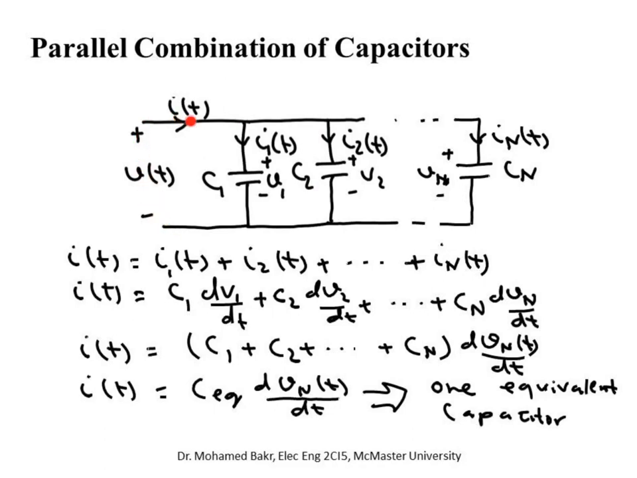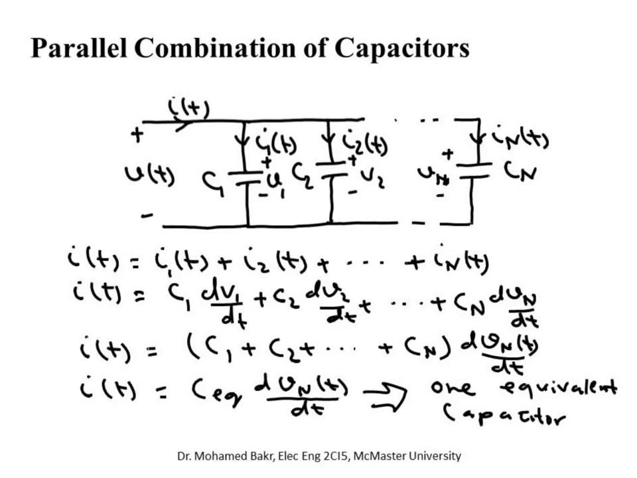The current flowing in, I of t, is the one that's going to be split into a current I1 going through the capacitor C1, current I2 going through the capacitor C2, and so on up to In, through the capacitor Cn. So what we can do here, as we did for inductors, is apply KCL at this node. Current flowing in is equal to the sum of all the currents flowing out. So I of t is equal to I1 of t plus I2 of t up to In of t.